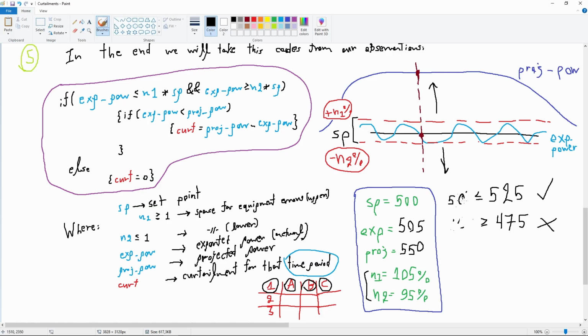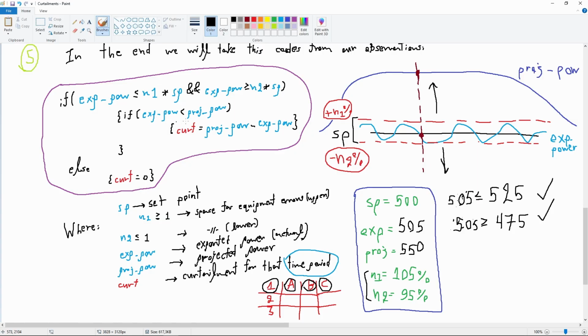So I take 505 and put it in these two equations. Here we can see that 505 is less than or equal to 525, but 505 is also greater than or equal to 475, so we check that box too. And then we would continue.